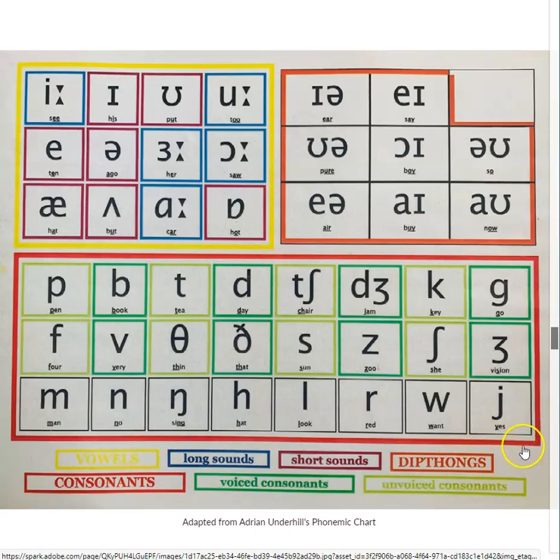You can find these symbols, the IPA symbols, in dictionaries. When you look up a word, next to the word you will see the IPA symbols to indicate how to pronounce the word correctly.